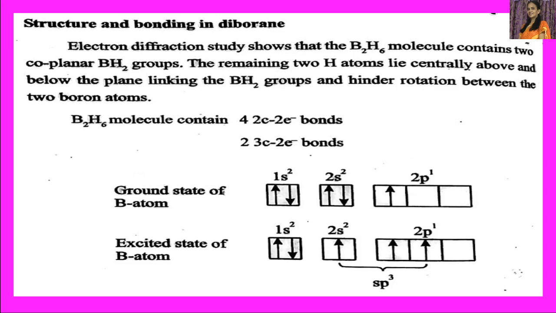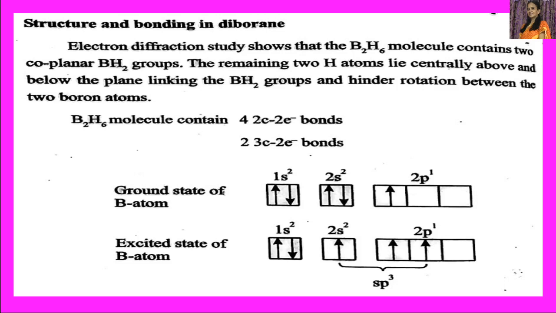Now let's discuss the structure of diborane based on electronic configuration. The ground state electronic configuration of the boron atom is 1s2, 2s2, 2p1, altogether 5 electrons. In this state it can form only one bond because it has only one unpaired electron. In the excited state, one electron is promoted to one of the p orbitals. Now it has three unpaired electrons, so it can form three bonds.